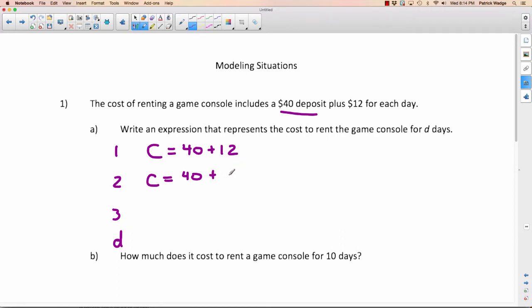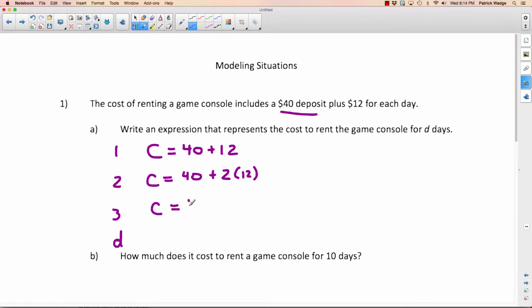If you think of this as, well, since I'm taking it for 2 days, I have to pay $12 2 times. I have to pay 2 times 12. I'm actually going to just leave it like that. I know we could figure this out now, but I'm just going to leave it like that. Okay, for 3 days, what's the cost?